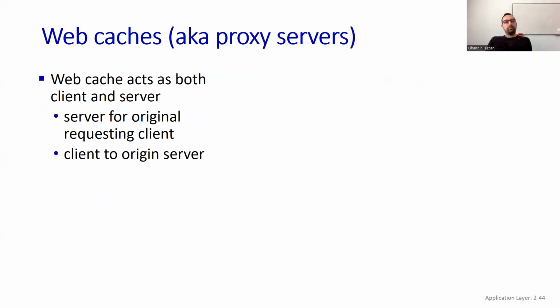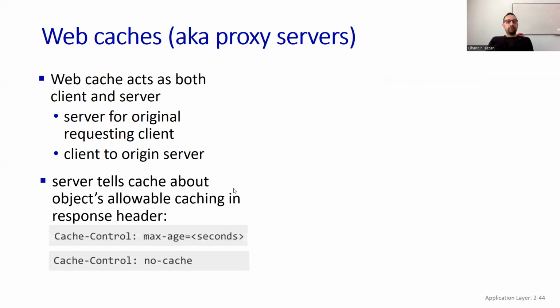So a web cache acts as both client and server. Server for the original requesting client, client to the origin server. The server tells the cache about allowable caching of objects in the response header, like no-cache, or you can provide how many seconds it will be stored in the cache, because keeping a cache for a few days might not be a good idea, because most of the time web pages are updated regularly.